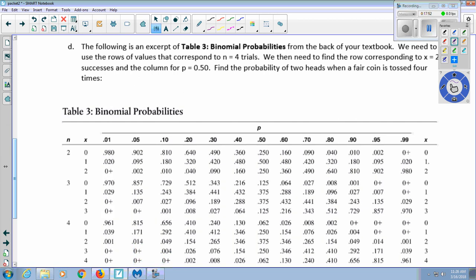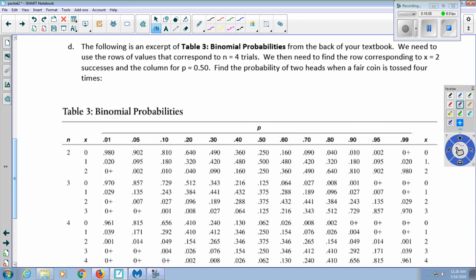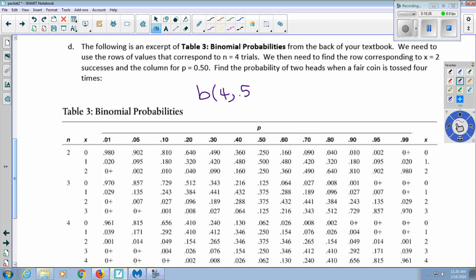The following is an excerpt from the Table 3 binomial probabilities from the back of your textbook. So we just captured part of the tables here. We need to use the rows of values that correspond to n equals 4 trials, x equals 2, and p equals 0.5. Okay, so we're being asked about, right, our binomial was 4, comma, 0.5, and then x. And all of these things are on here. Remember that this is n and this is p. So here we see n, here we see p, and here we see x. So all of the pieces of information are on this table.